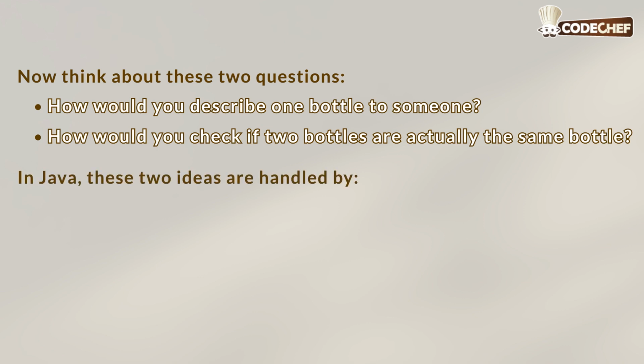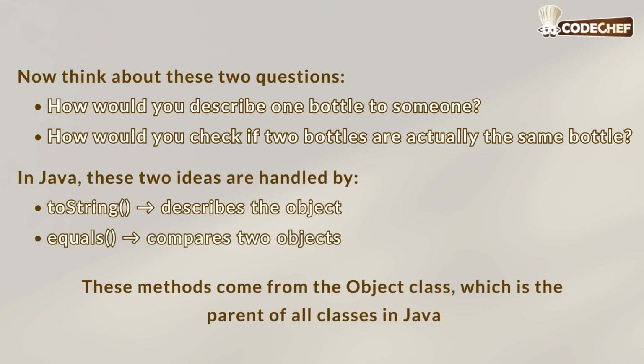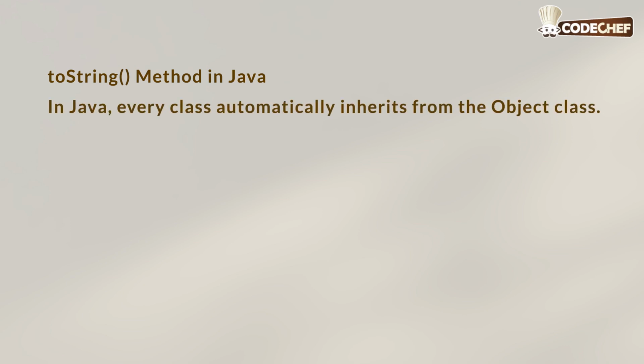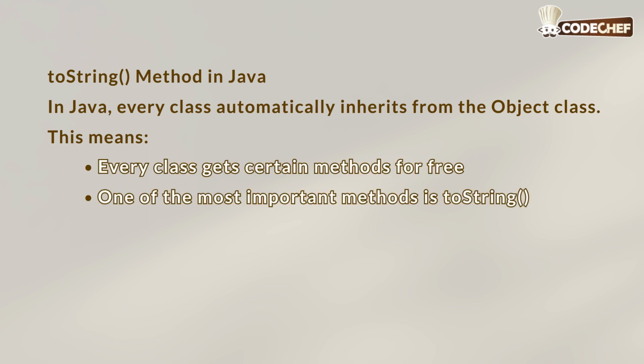In Java, these two ideas are handled by toString, which describes the object, and equals, which compares two objects. These methods come from the Object class, which is the parent of all classes in Java. toString method in Java. Every class automatically inherits from the Object class. This means every class gets certain methods for free. One of the most important methods is toString.